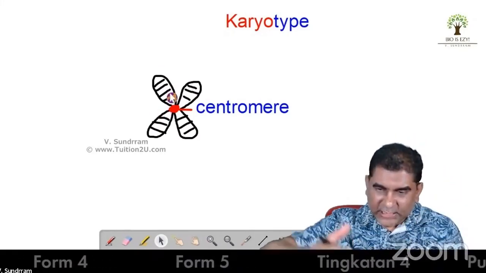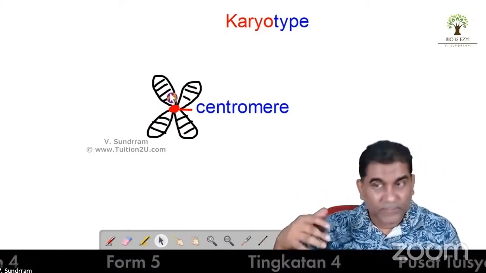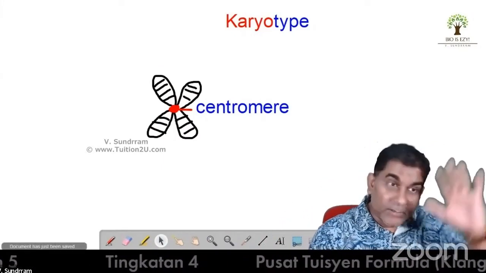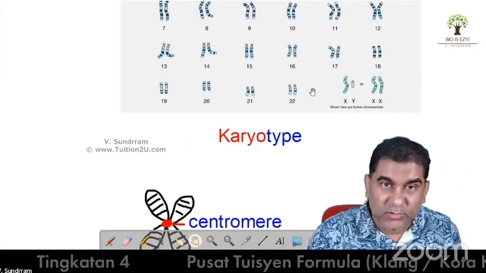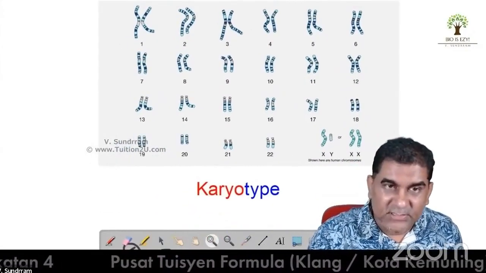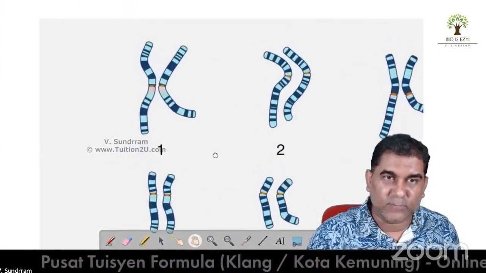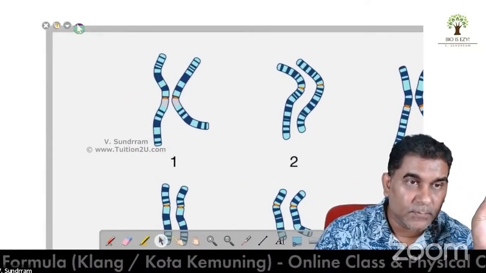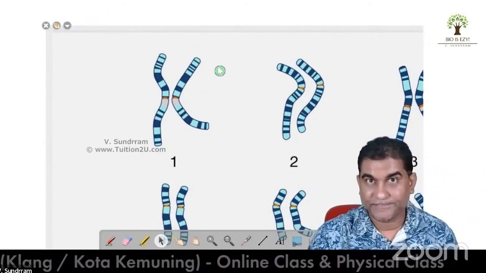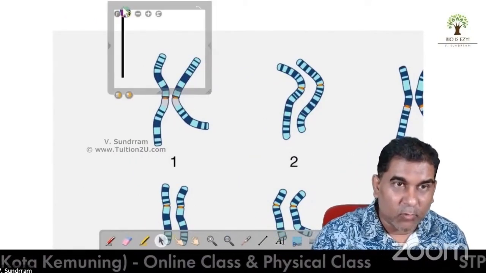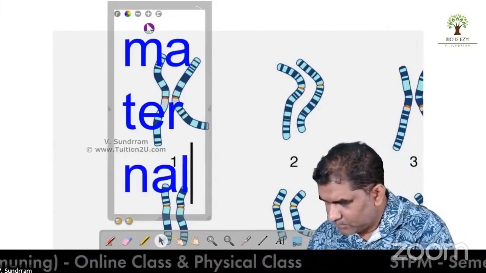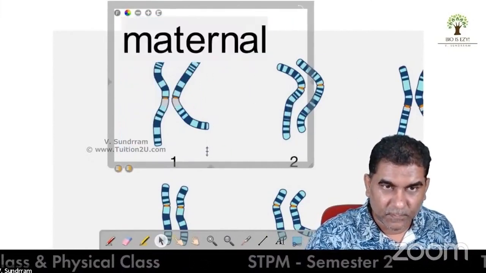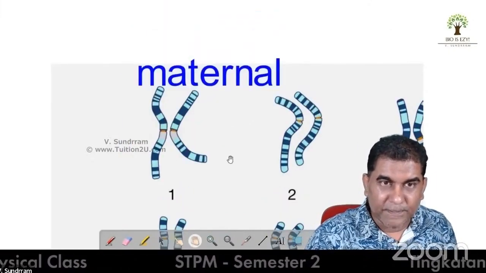We take out all the chromosomes, 46 chromosomes, and arrange them according to size, from the longest to the shortest. When you do that, you get what we call a karyotype. This is how it looks. This is the longest chromosome. The chromosome is always a pair. Why always one pair? One of it is a maternal chromosome.